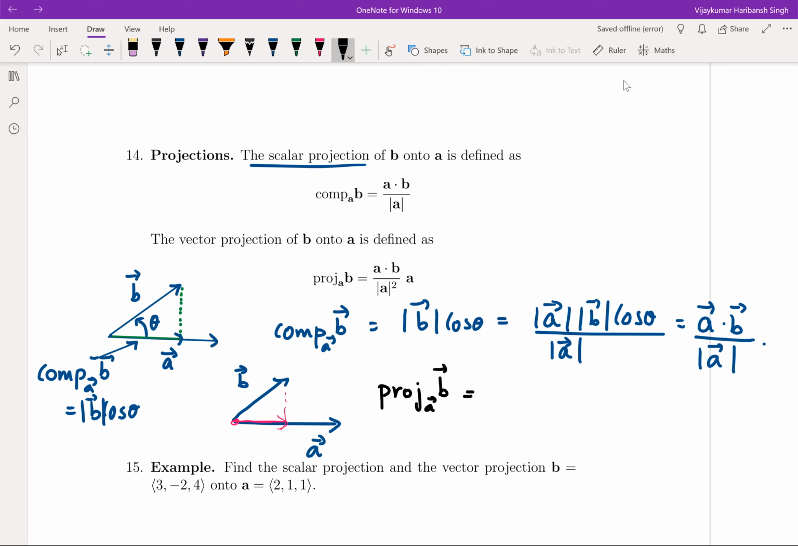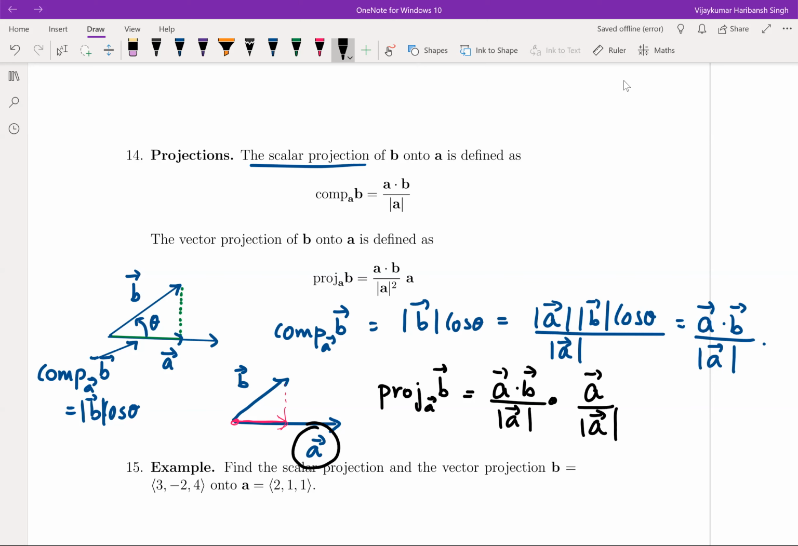Now note what kind of vector this is. This vector has the same length as the component, which we found out to be A dot B divided by the length of A. But this is a scalar quantity. We need to give it a direction. We need to give it the direction of vector A. So we'll multiply by the unit vector. So this is the projection of B onto A. This is a vector projection.